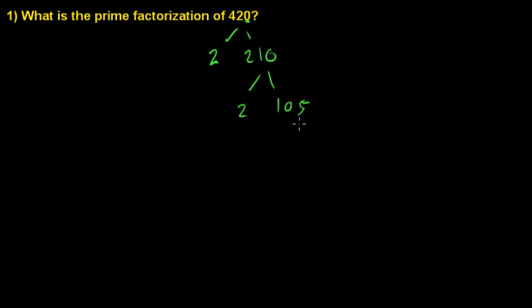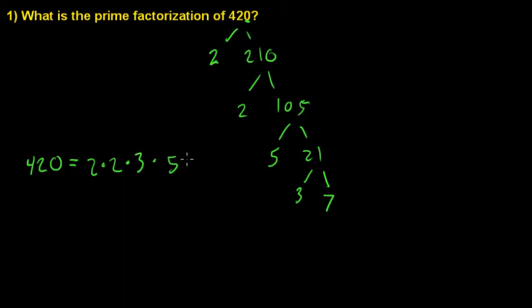Now, 105 ends with a 5, meaning that it's divisible by 5. Okay, and that gives us 21. And 21 is divisible by 3 and 7. Okay, so another way to write this, we could say that 420 is equal to 2 times 2 times 3 times 5 times 7.